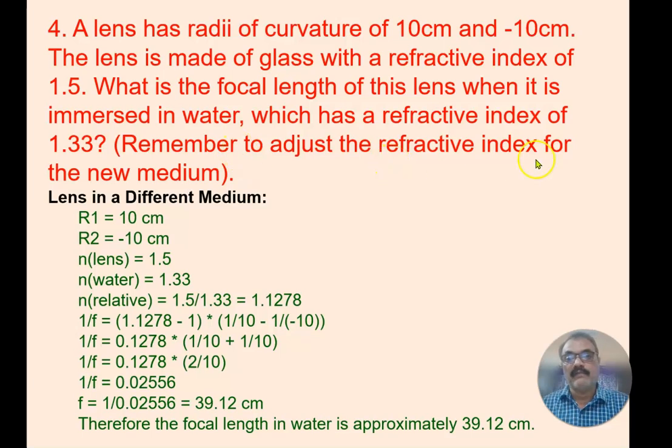Remember to adjust the refractive index for the new medium. I think you have understood this problem easily. Radii of curvature are given, the refractive index is given, and two refractive indices are given, asking you to solve the problem. The problem is already solved over here, but I would like to put it on the board so that for better understanding, it will be helpful to you to solve quickly in your competition examination.